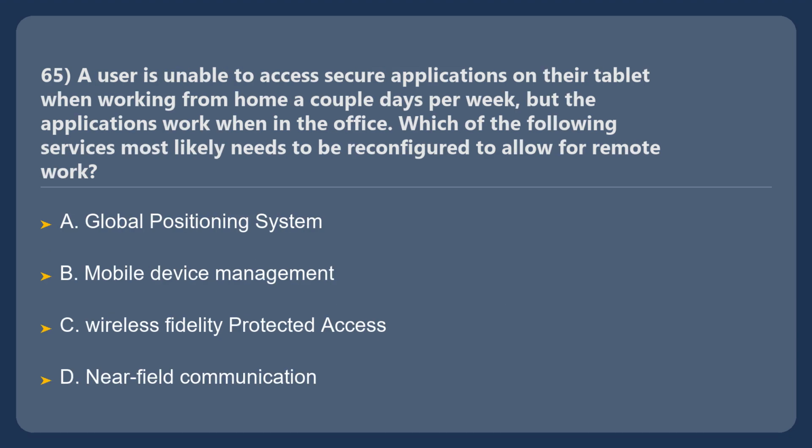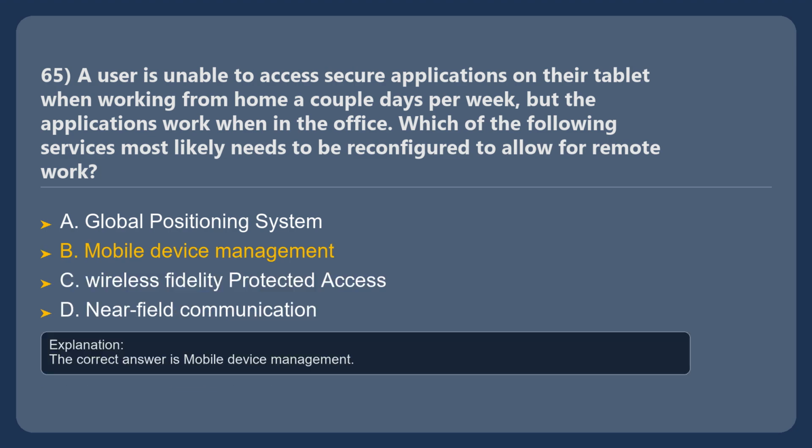Question 65. A user is unable to access secure applications on their tablet when working from home a couple days per week, but the applications work when in the office. Which of the following services most likely needs to be reconfigured to allow for remote work? Option A, global positioning system. Option B, mobile device management. Option C, wireless fidelity protected access. Option D, near-field communication. The correct answer is option B, mobile device management.